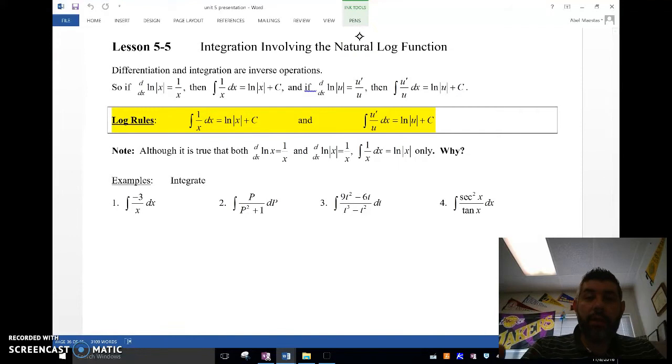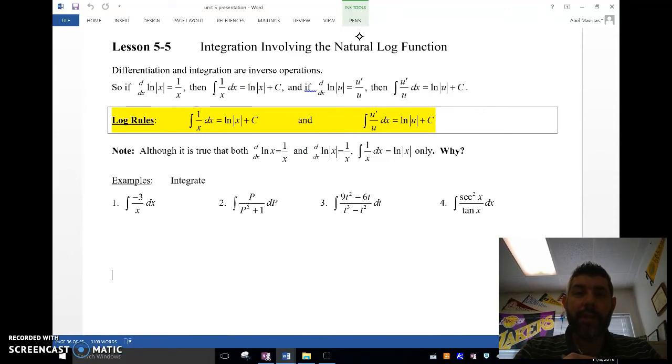So I've got the log rules up here for integration. Notice here that even though when we took the derivative of ln of absolute value of x, it really didn't change the derivative at all, when we do the integral, it does in fact make a difference, and that's because of the domain restrictions on the antiderivative.